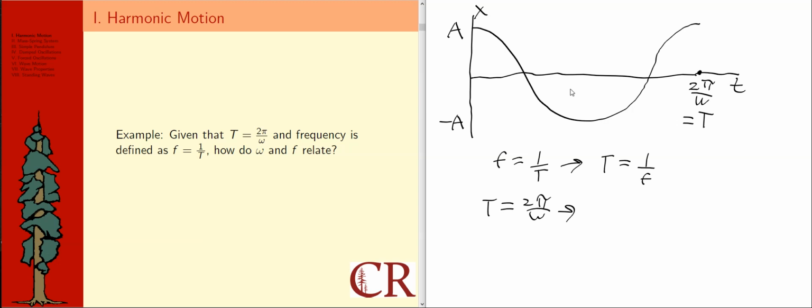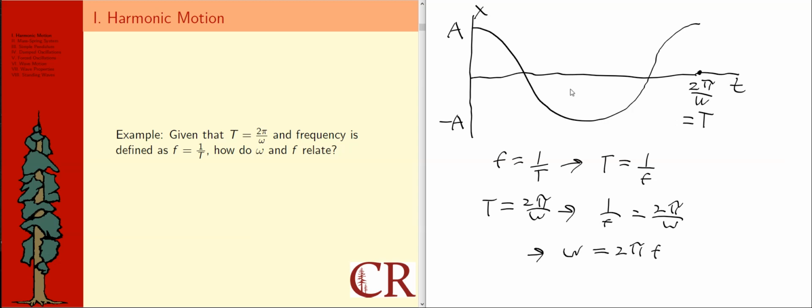That implies that 1 over f is equal to 2 pi over omega. And then if I cross multiply from there, that is algebraically equivalent to omega is equal to 2 pi f.